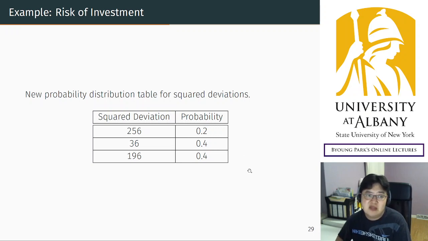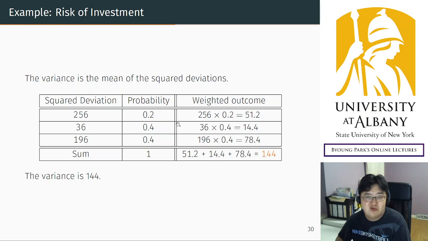So calculate the mean. You repeat the same thing you did at the first step. So outcome times its probability, and you get the probability weighted outcome. Do the same thing line by line, and then sum the probability weighted outcomes. Sum all these three numbers, then you get 144 as the final outcome. So the variance of this investment is 144. That's the risk in terms of the variance, right?